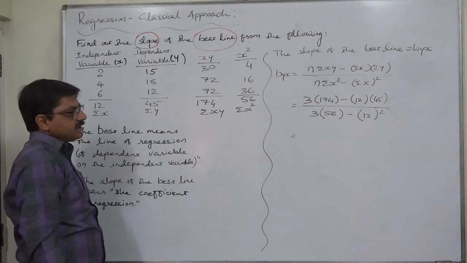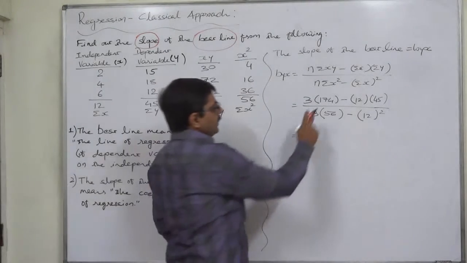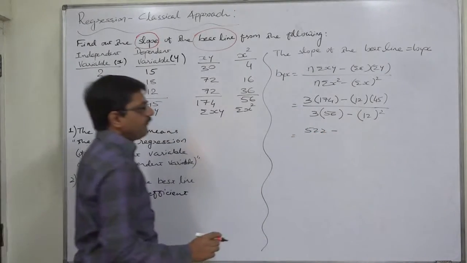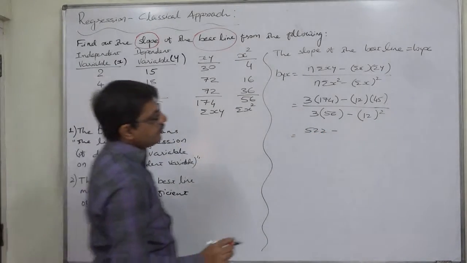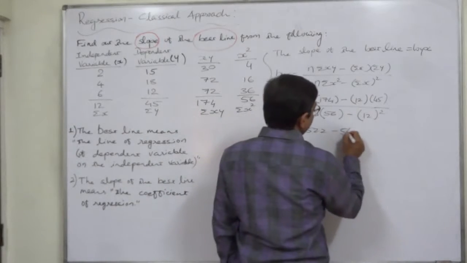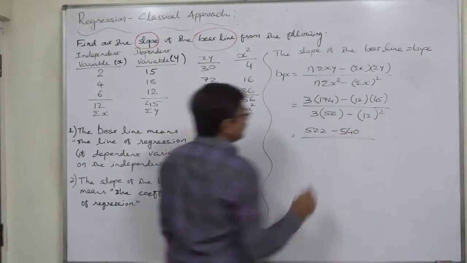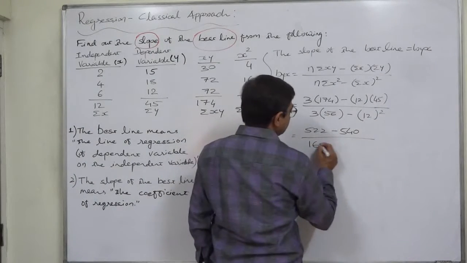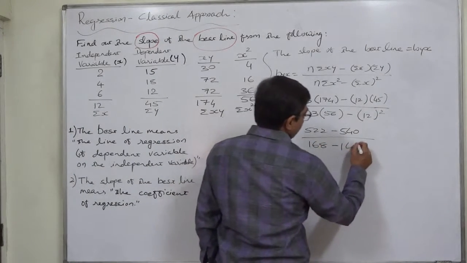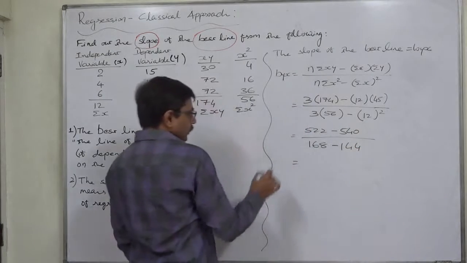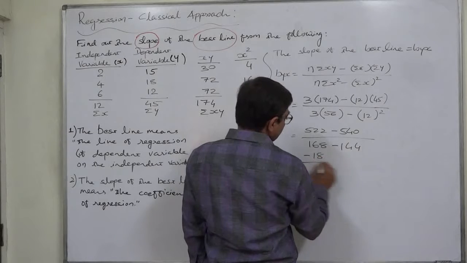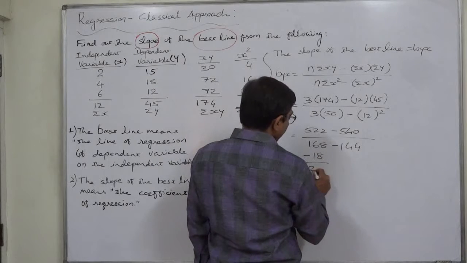3 into 174 will be 510 plus 12, 522, minus 12 into 45, which means 480 plus 60, 540, upon 3 into 56, which will be 150 plus 18, 168, minus 12 square, 144. So it is minus 18 upon 24.